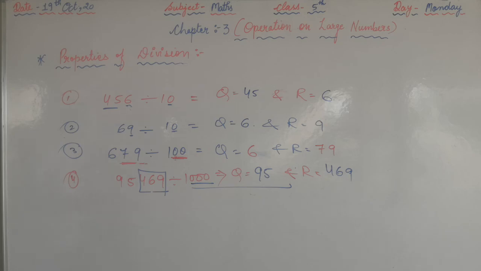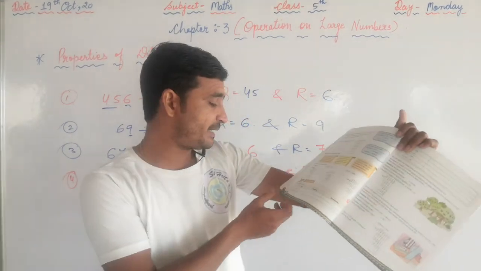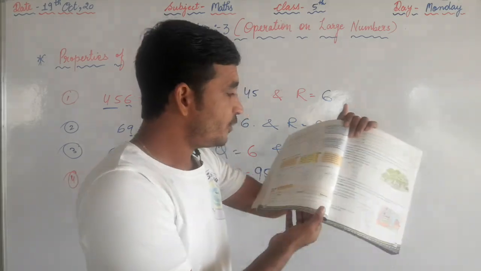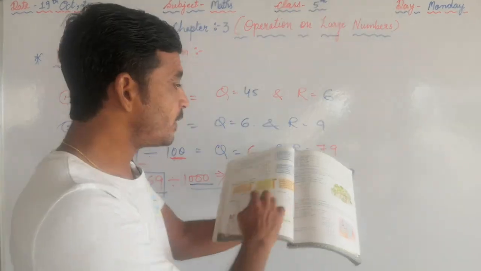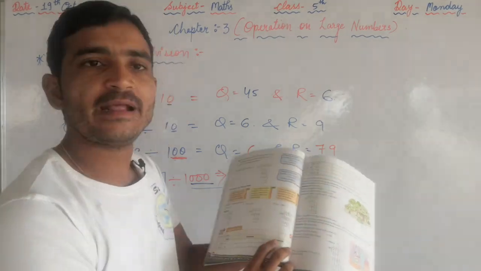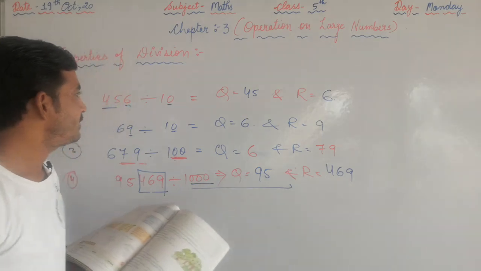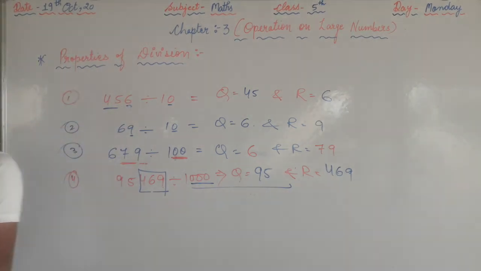On this basis, see here, there is an exercise on page number 42, mental maths. You have to solve this exercise, that is on page number 42. This is homework. You have to find the quotient and remainder by dividing by 10, 100 and 1000. I hope you understand the basic properties, all the properties of division.